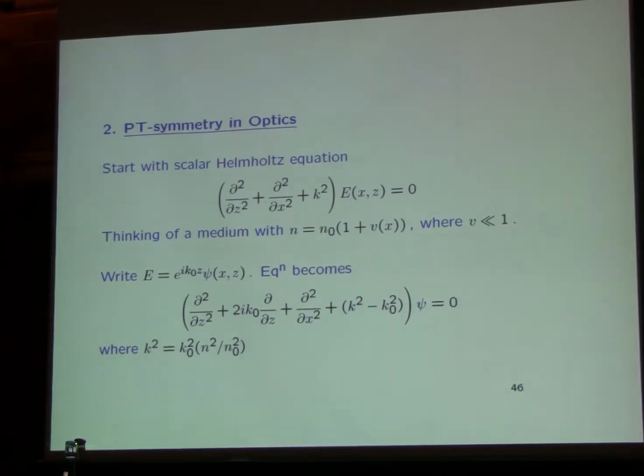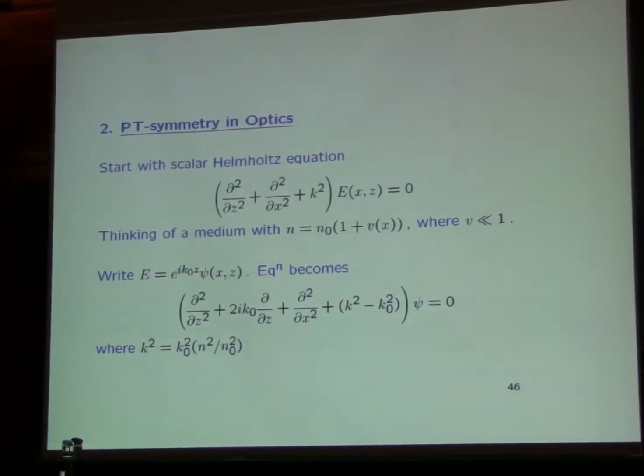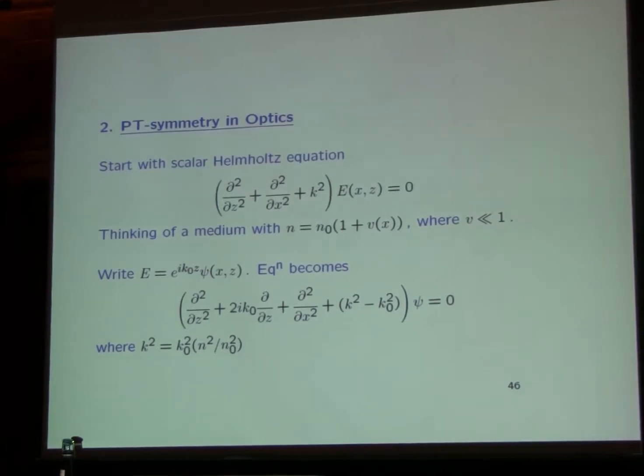So you start off with the scalar Helmholtz equation for the component of electric field, and we're thinking of a medium which is the vacuum refractive index, 1 plus a little perturbation on top of it. And then you write E, so K is almost equal to K0. So we write e to the ik0 times psi, so this psi is called the envelope function. And then the equation for E translates into this equation for psi.